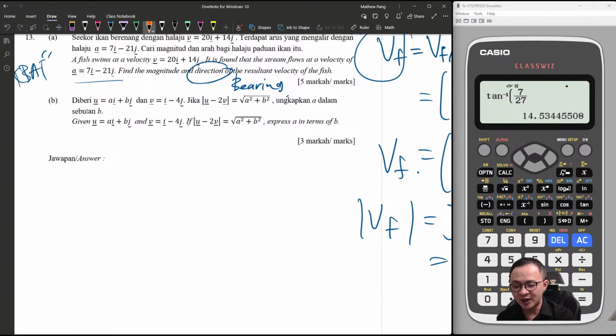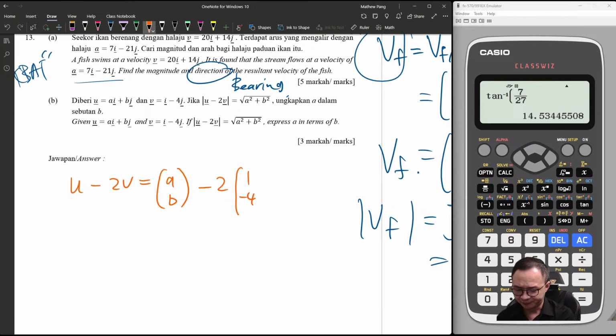Okay, so this one, they give you u, they give you v, and then they ask you to find the magnitude of this one in a and b. Okay, so we will do u minus 2v first. u is (a, b) minus 2v. v is basically (1, negative 4). Okay.